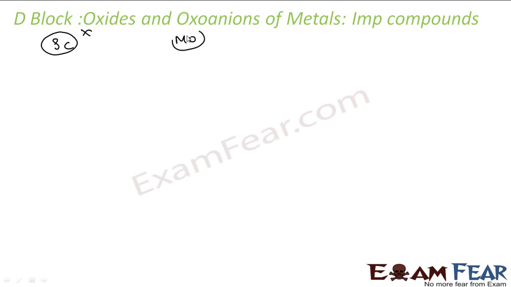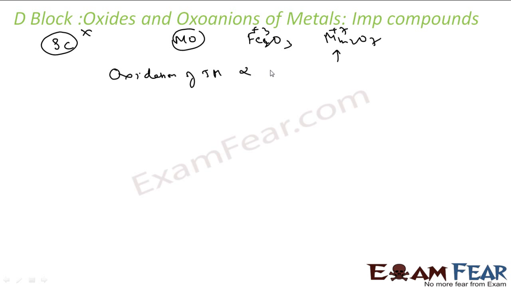Why? Because oxygen has high electronegativity. For example, in Fe2O3 the oxidation state is +3, and in Mn2O7 the oxidation state is +7. So high oxidation states are shown by these oxides. And as oxidation number increases for these oxides, the oxidation number of the transition metal is inversely proportional to the ionic character.